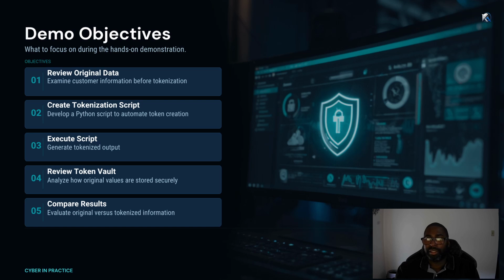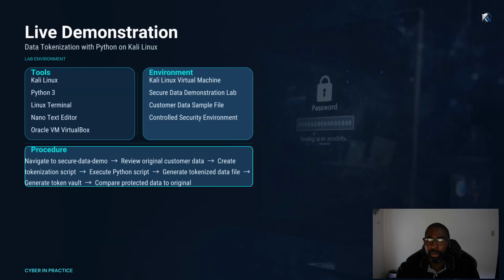Today, we'll review sensitive customer data, execute a prepared tokenization process, view a tokenized output, review the token vault, and compare the protected data to the original file. The goal is to show how tokenization reduces exposure without disrupting operations. Rather than simply discussing tokenization, we're going to watch the process happen step by step. Now let's move from the concept into hands-on demonstration.